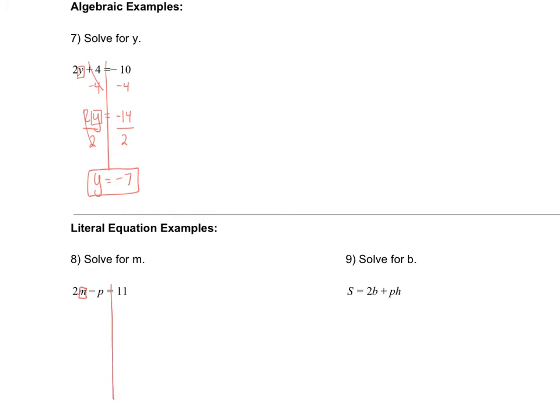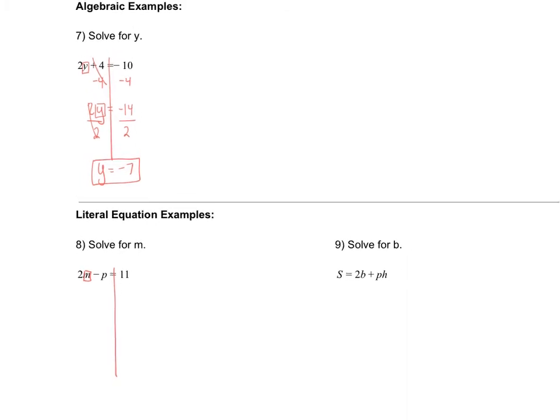So the first step I did is I subtracted 4 from both sides up here in number 7. In example 8, I want to get rid of that minus p first. So I want to add p to both sides. So when I do that, negative p plus p is going to cancel itself out, and I'm left with 2m equals, let's think about this, 11 plus p. Those are not like terms. Super important. I can't actually combine them. So I'm just going to write it out as 11 plus p. I'm just moving it over.